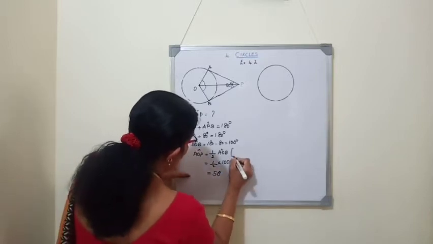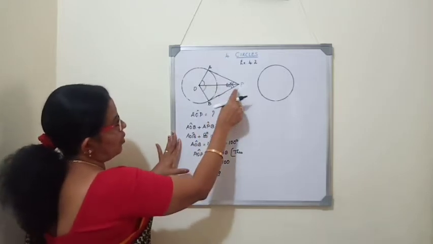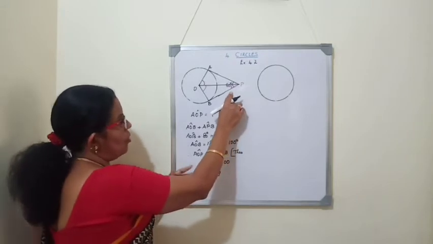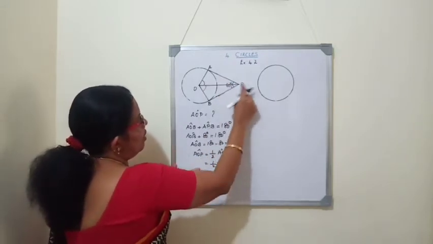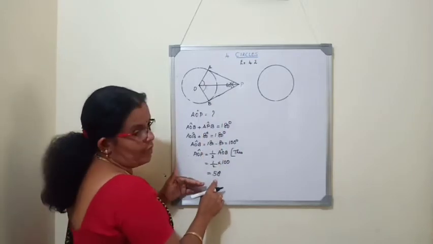So here, by theorem, we can write: once we prove the triangles are congruent, tangents are equal, these two angles are equal, and even these two angles are also equal. So what about angle APO and BPO? Each will be 40 degrees. So here angle POA will be 50 degrees.